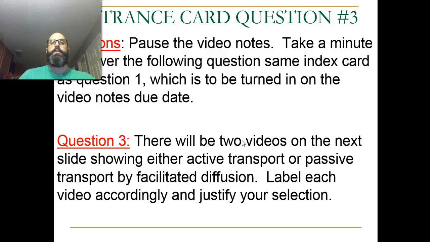Now, we're into entrance card number 3, or question number 3. Eventually you're going to pause this video, take a minute, and reflect about what you've learned, and here's what it is. There's going to be 2 videos on the next slide, 2 little small video screens, and you're going to watch them. By watching those videos, you have to pick which one is active transport and which one is passive transport by facilitated diffusion. Once you decide whether it's video A or video B, you need to label it as active transport or passive facilitated diffusion and justify your answer. Basically, explain to me how you know.